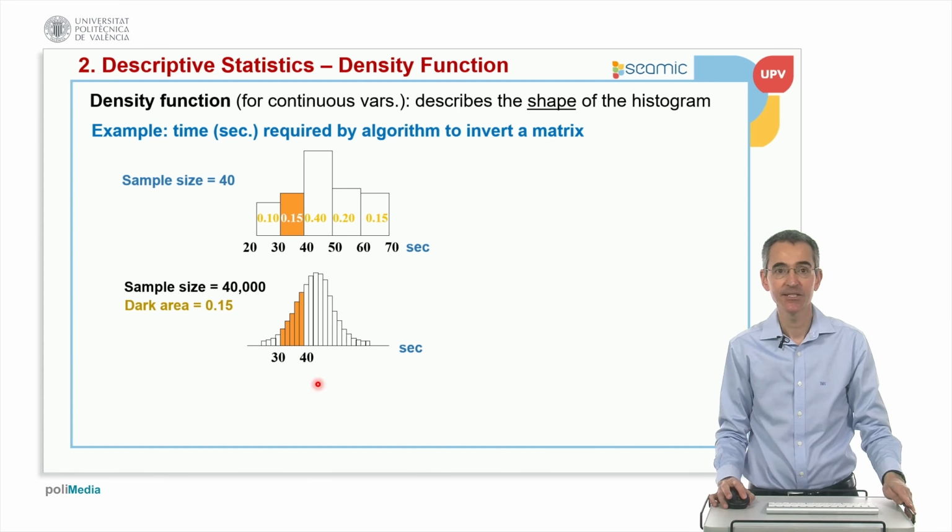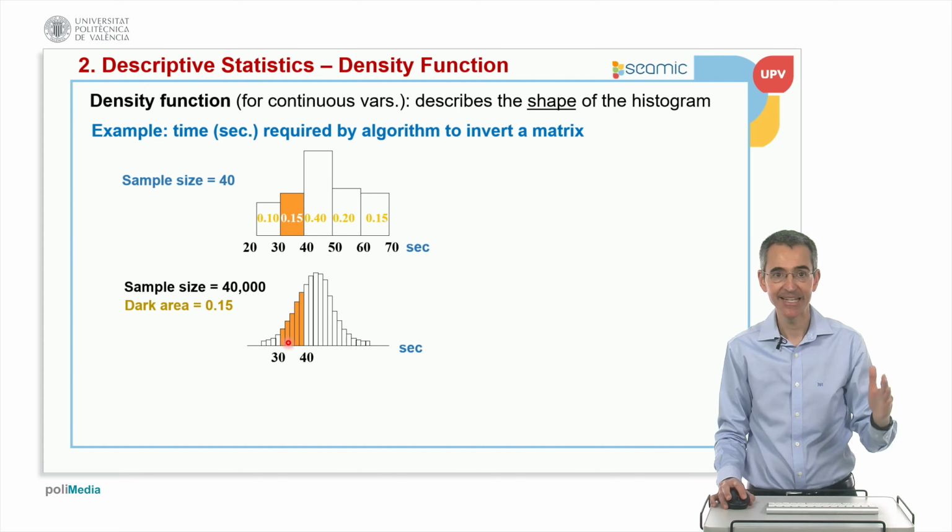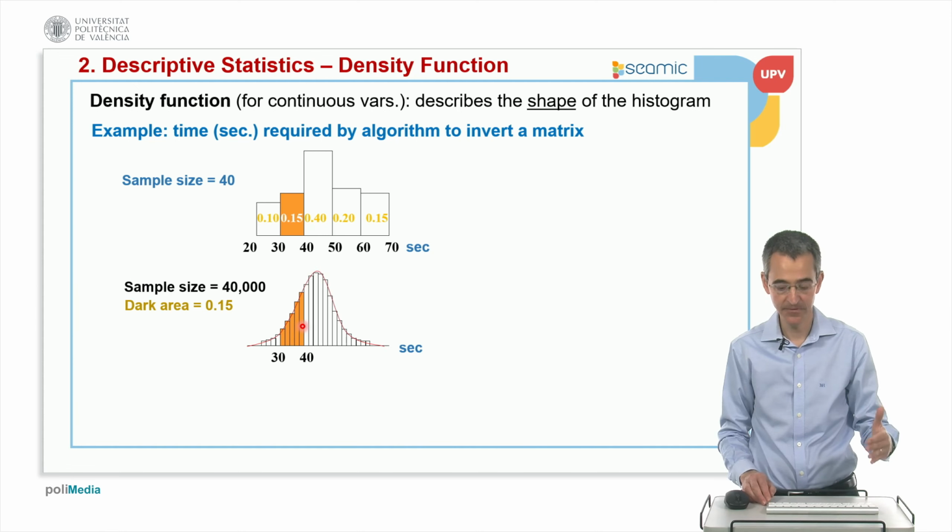So again, what is the percentage of values that are comprised between 30 and 40? What is the probability to find a value between 30 and 40? In this case, it was 50%. In this case, again, we sum the area of the bars here, and this area will be 15%.